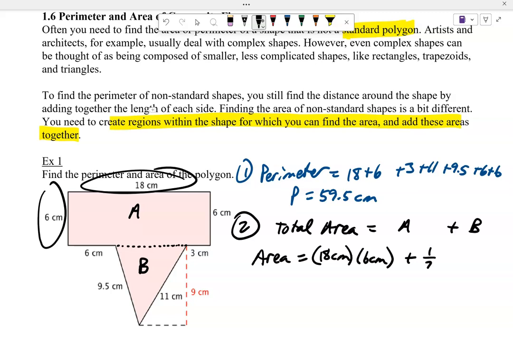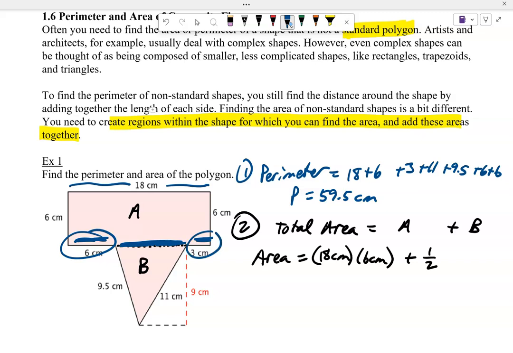So I know a triangle is 1/2 base. So my base is right here in blue. That's the base. So I've got to figure that out. Well, notice the whole top side is 18, right? So 18 minus 6 and minus 3. If I subtract those parts out, 18 minus 9, I'm left with 9 centimeters right there. I know the whole way across is 18, right? So now I've got my base, 9 centimeters.